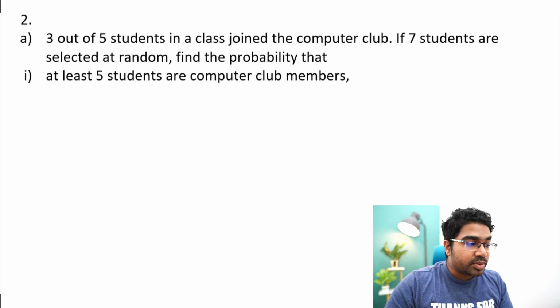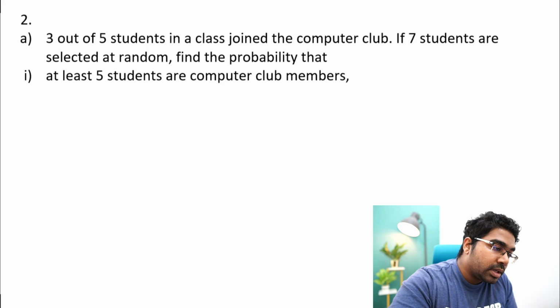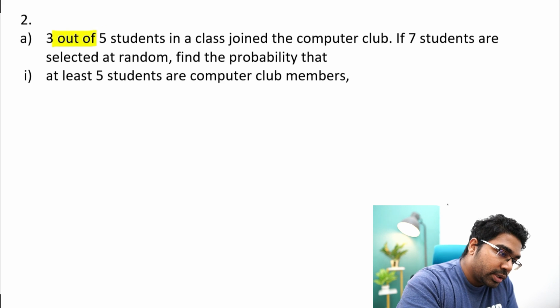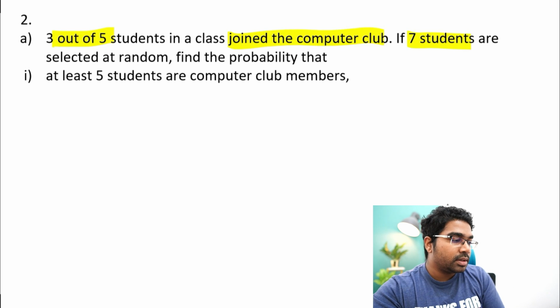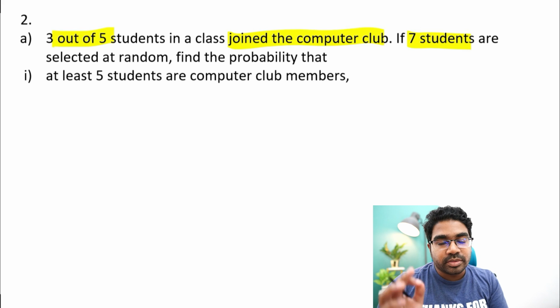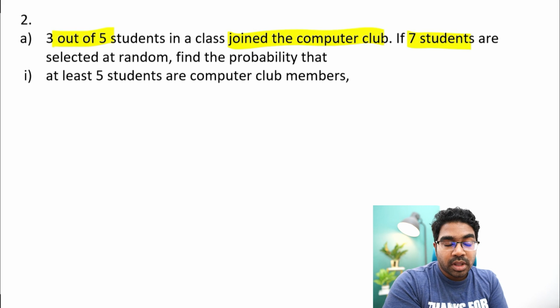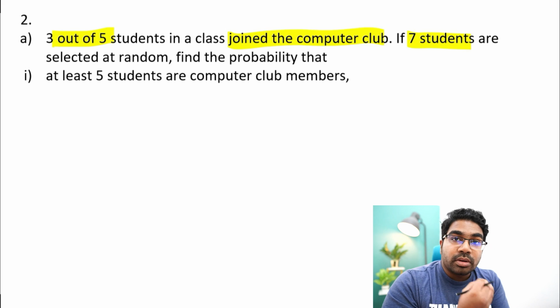Let's look at probability distribution. 3 out of 5 students in a class joined the computer club. If 7 students are selected at random, find the probability that. So first we have to figure out what kind of distribution this is. What is our random variable? Is this a binomial or normal distribution?